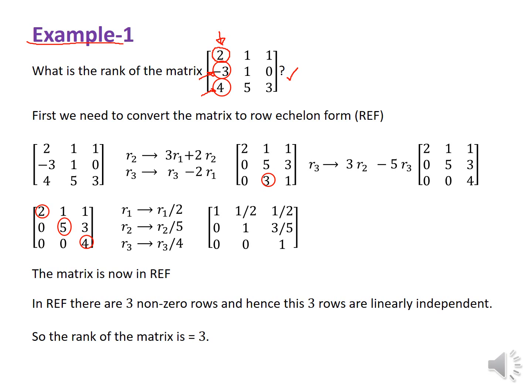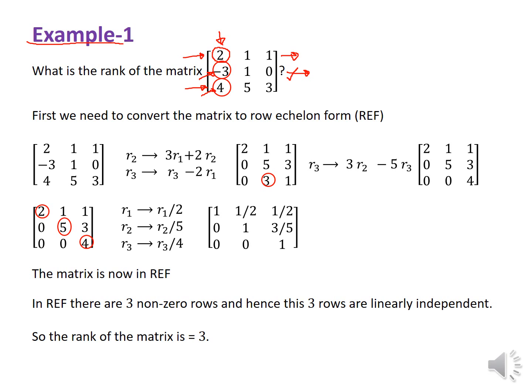So to make first element of second row 0, we will multiply first row by 3 and we will multiply second row by 2, and then we will add these 2 rows, then the first element of second row will be 0. Now to make the first element of third row 0, we will multiply the first row by 2 and then we will subtract this first row from the third row. Then the first element of third row will be 0.